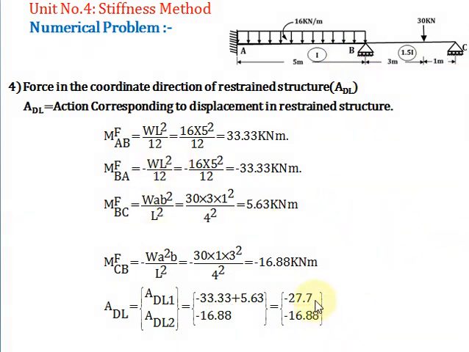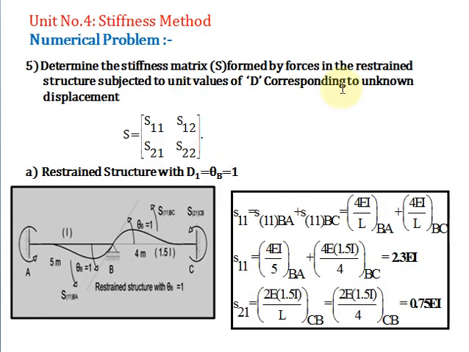So after finding out the ADL matrix, the next step is to find out the stiffness matrix. In the first step we have restrained the structure. Now we have to release the structure depending upon the unknowns. Determine the stiffness matrix formed by the forces in the restrained structure subjected to unit values of D corresponding to the unknown displacement.